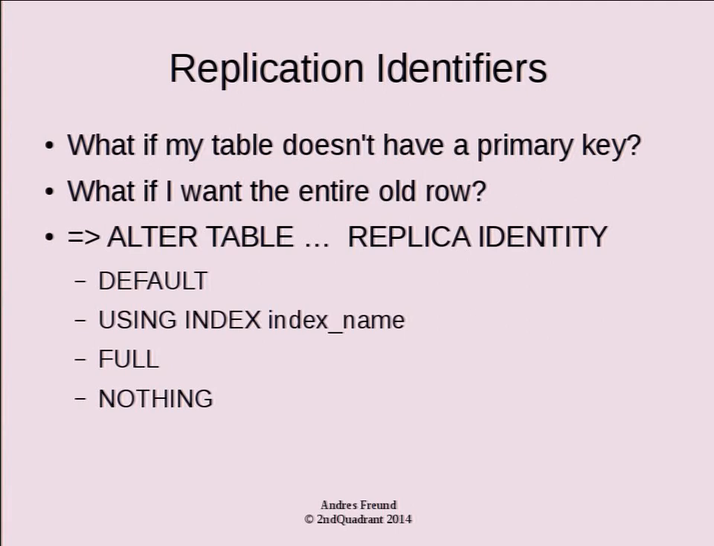And what might be interesting there is that if you update a row and you have set it to default or using index, and there's no change in the primary key, we won't actually store the primary key again, because we can just get it from the new tuple, because it will be there.